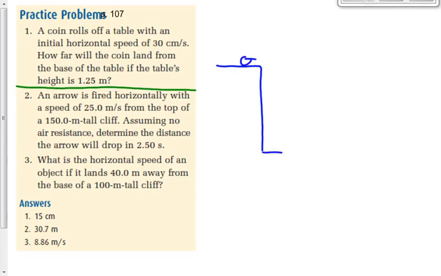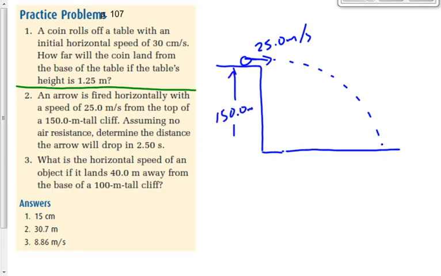Here's our arrow. It's launched with a speed of 25.0 meters per second. And it comes down and it's going to hit the ground somewhere. How long does it take to come down and hit the ground? By the way, the cliff is 150 meters high, right? How long does it take to come down and hit this ground? Oddly, it's a 3-word answer. I don't know. We don't know how long it takes to hit the ground.